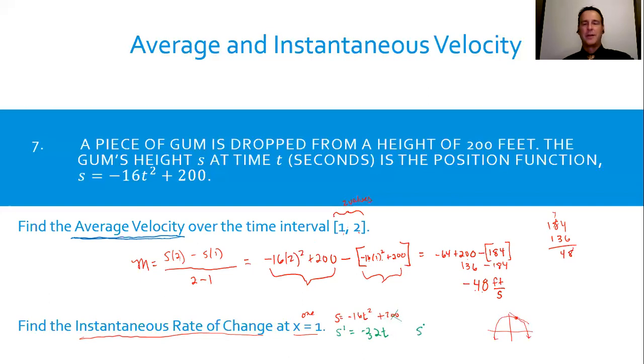Now your s prime of this value 1, you're just going to plug that in. And that does give you negative 32. You'll put it in the correct units, negative 32 feet per second. So at this respective location, where's my guy? Right here. At that point, at exactly 1 second, the gumball is dropping at 32 feet per second.